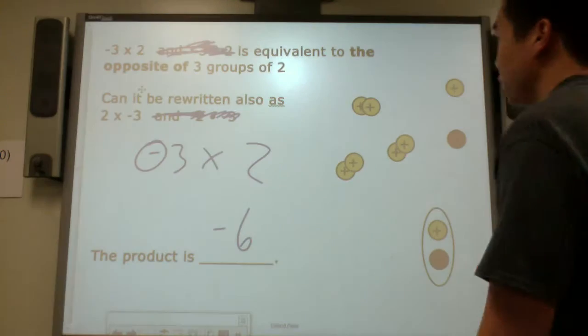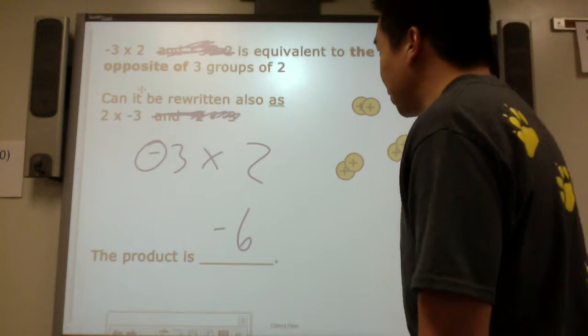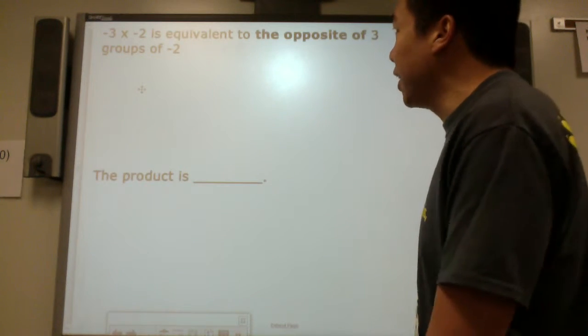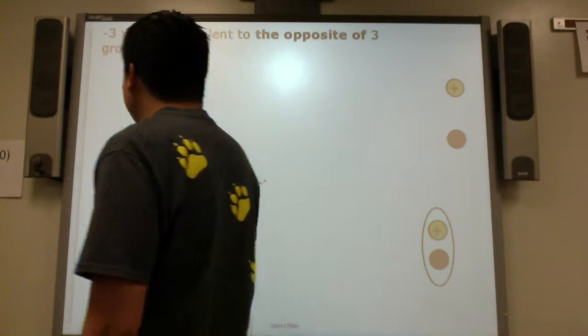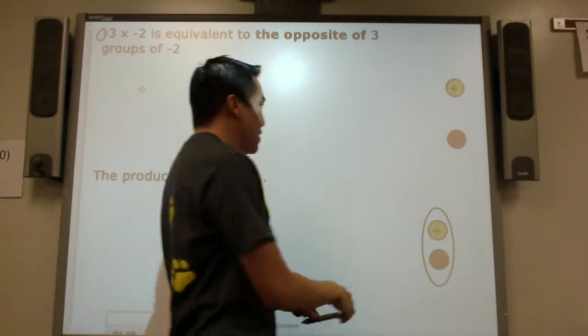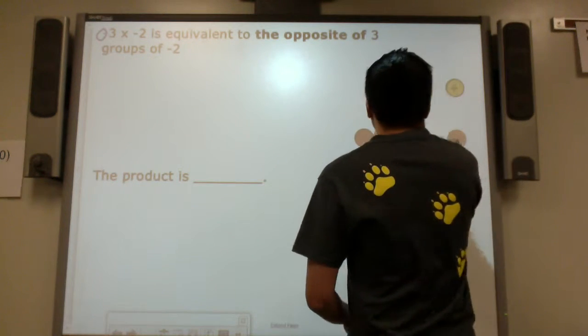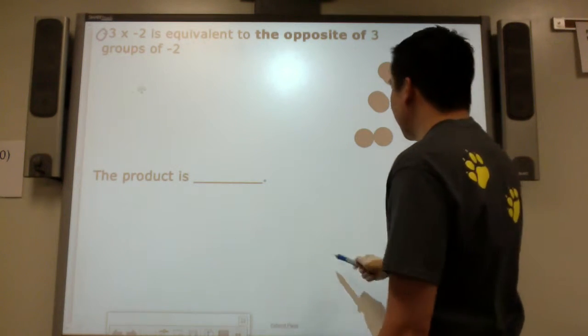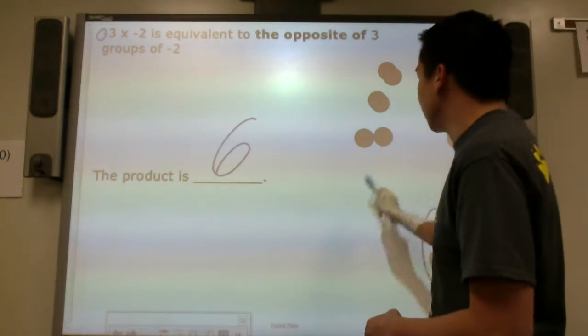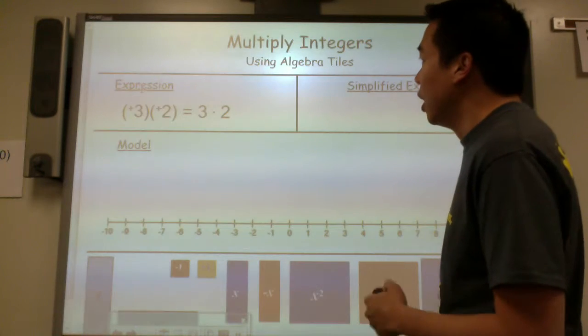Negative 3 times 2 is equivalent to the opposite of 3 groups of 2. Yes, it can. Next one. So let's get to the heart of the matter. Negative 3 times negative 2. That's saying, what is the opposite of 3 groups of negative 2? So that's negative 6. Opposite is 6. Because you do the opposite of that picture.